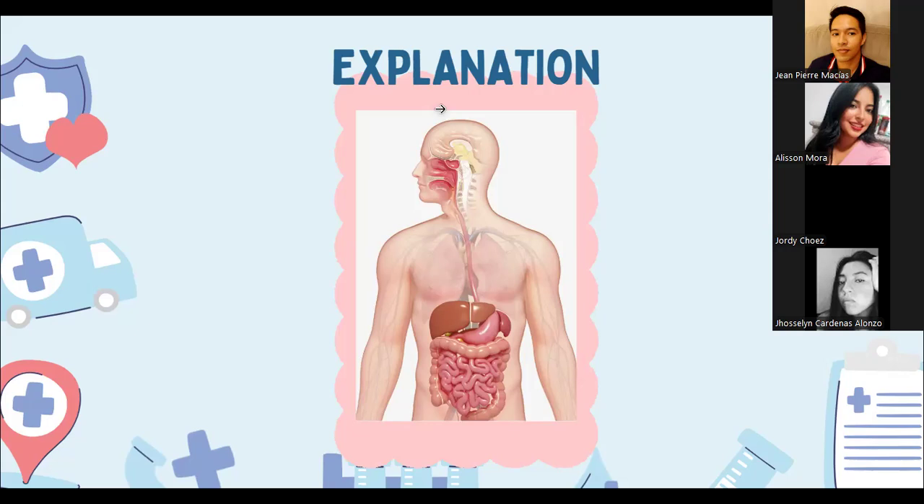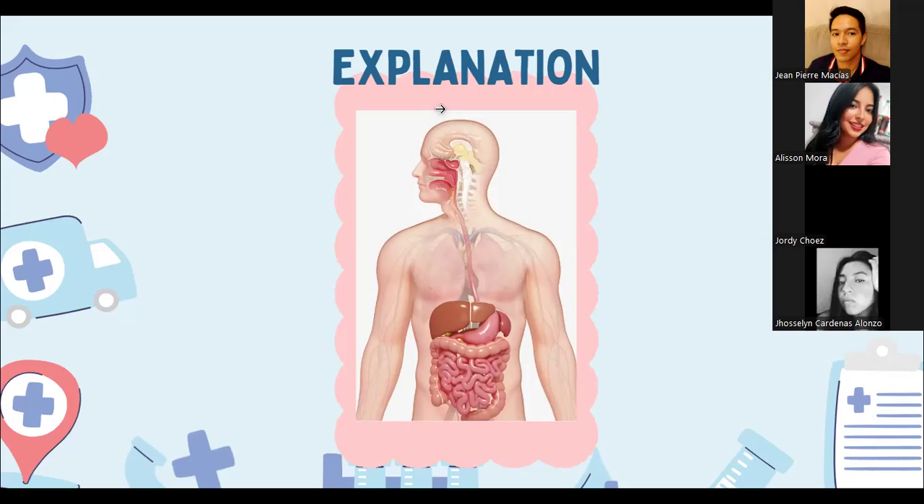Pancreas. The pancreas produces digestive enzymes for carbohydrate, protein, and fat breakdown. It regulates blood sugar levels through insulin and glucagon production, and produces hormones to control the digestive process.